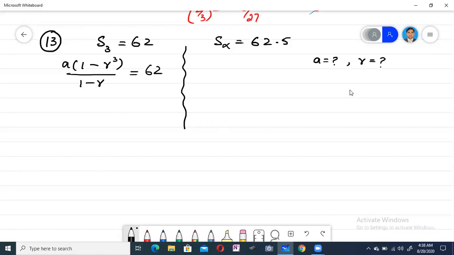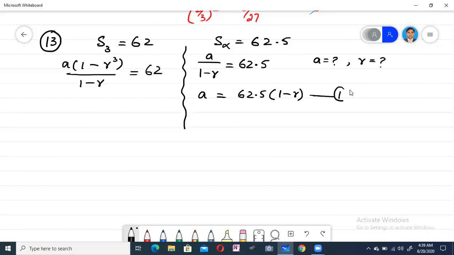This side, S infinity, you know, is A over 1 minus R, and that is equal to 62.5. Then after that, this A as it is, this 1 minus R on the other side will multiply with 62.5. So A is 62.5 into 1 minus R. This we can say is equation number 1.